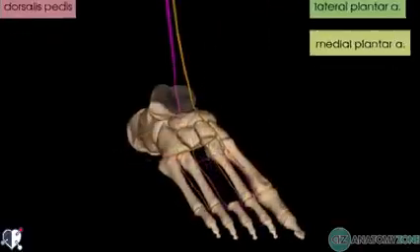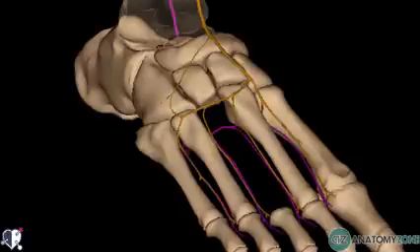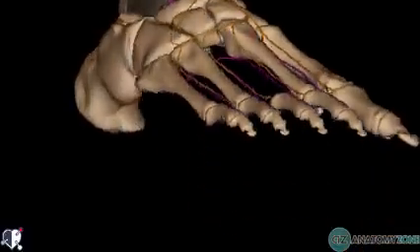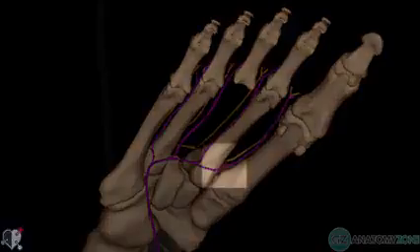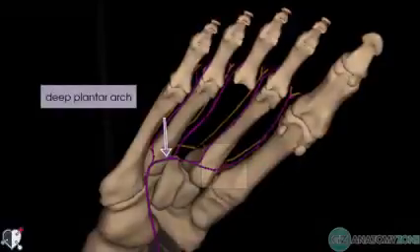Now coming back to the dorsalis pedis artery, this gives off the deep plantar artery between the first and second metatarsals, and this anastomoses on the plantar aspect of the foot with the branch of the lateral plantar artery to form the deep plantar arch on the sole of the foot.